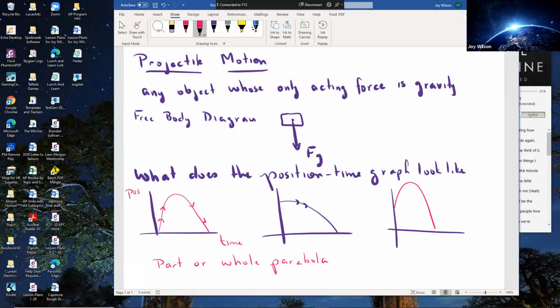So here's where this gets tricky. Is this a vertical motion or is this a horizontal motion? That graph that we just made, is that vertical position or horizontal position? Could it be both? Could it be neither?